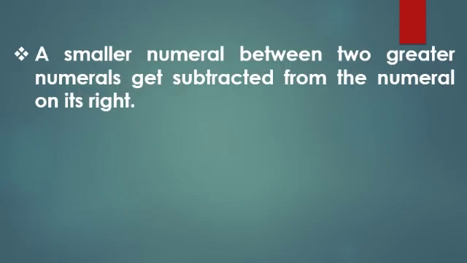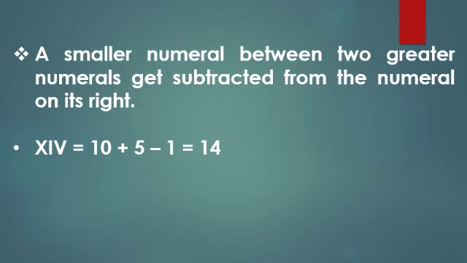The next rule is the combination of addition and subtraction. A smaller numeral between two greater numerals gets subtracted from the numeral on its right. Let us see the first example. XIV. In this example, X and V both are greater numerals. I is a smaller numeral. So this I should be subtracted from V.